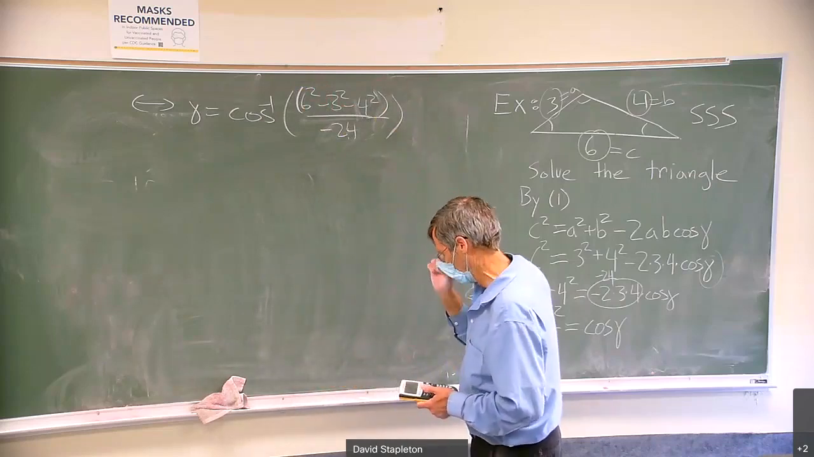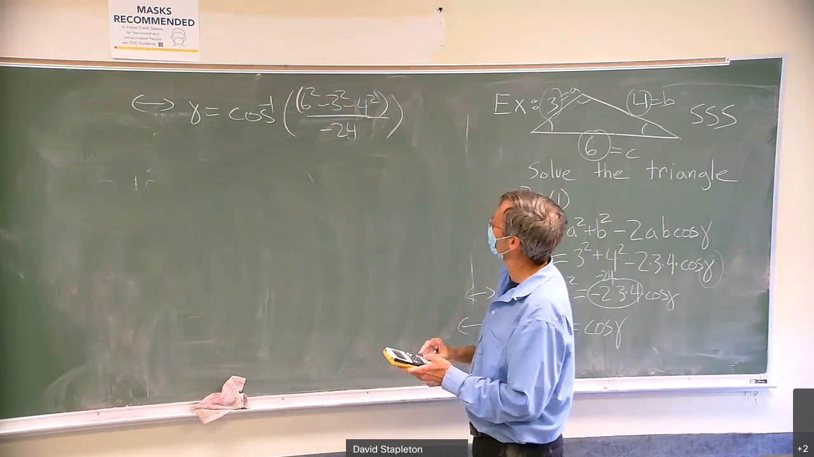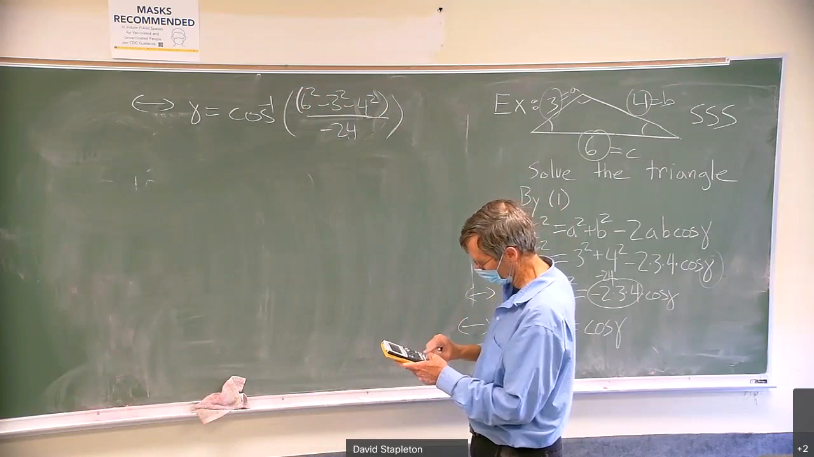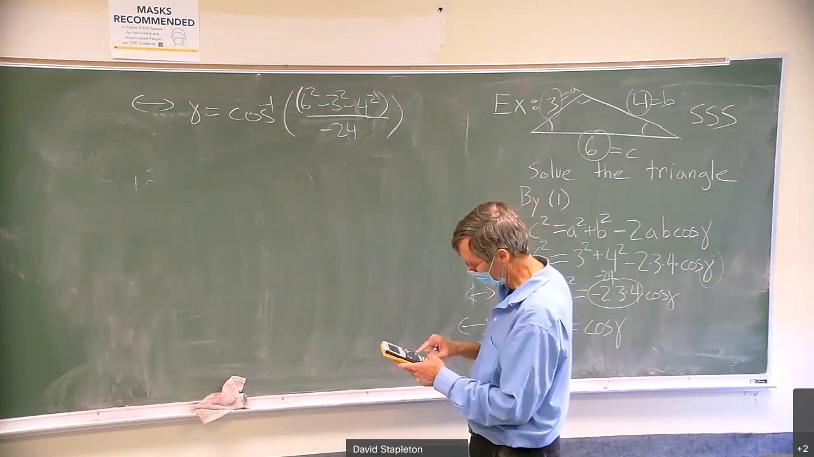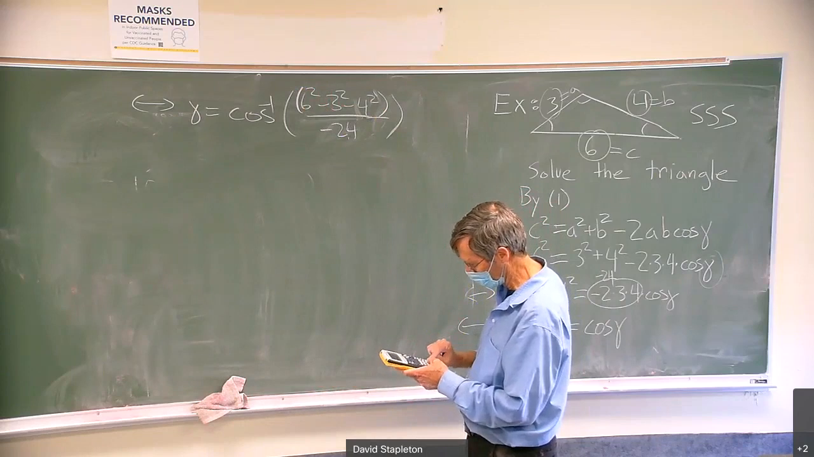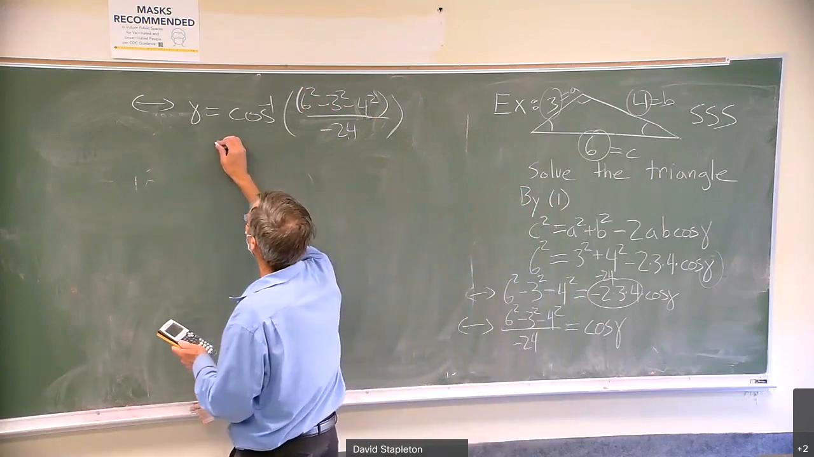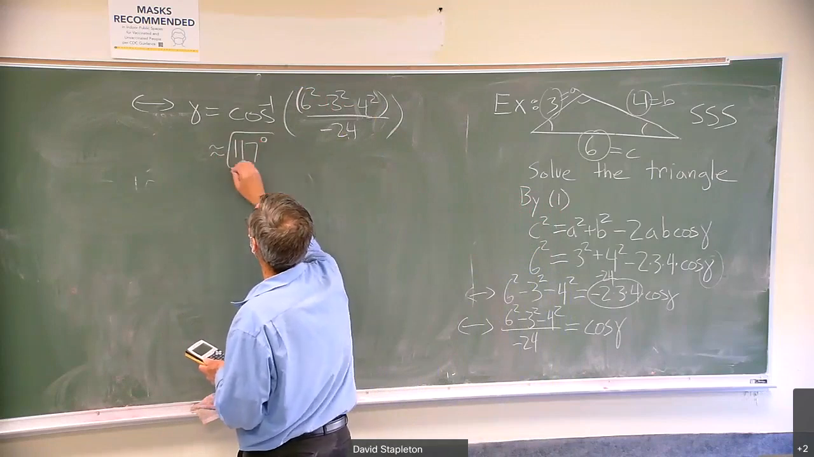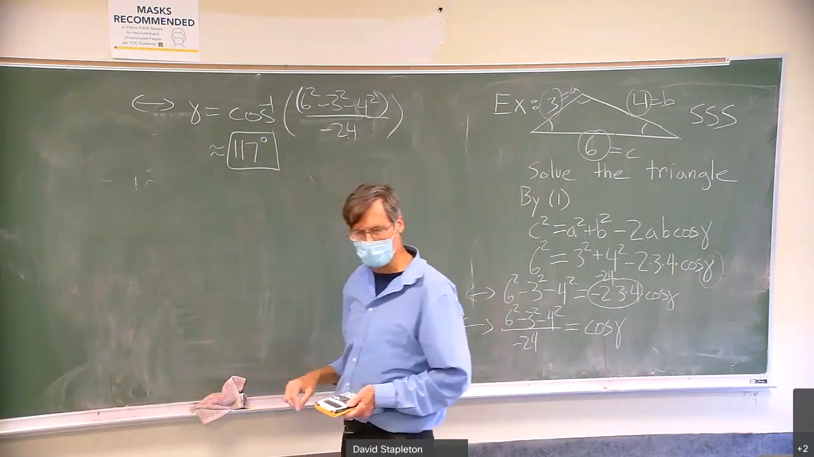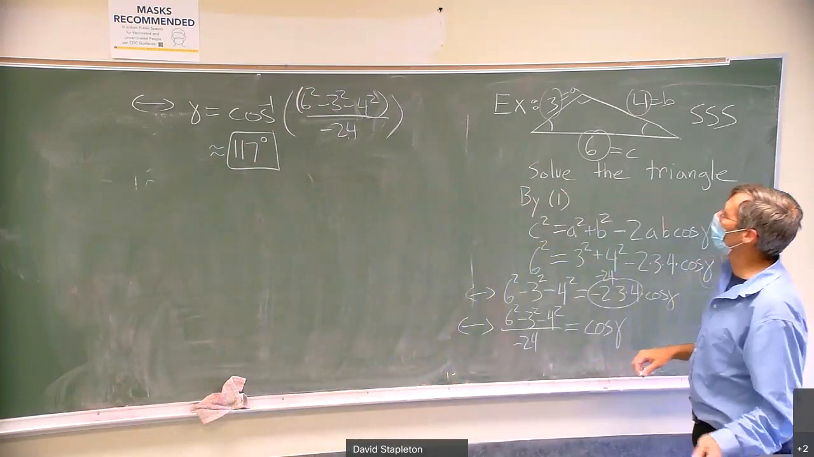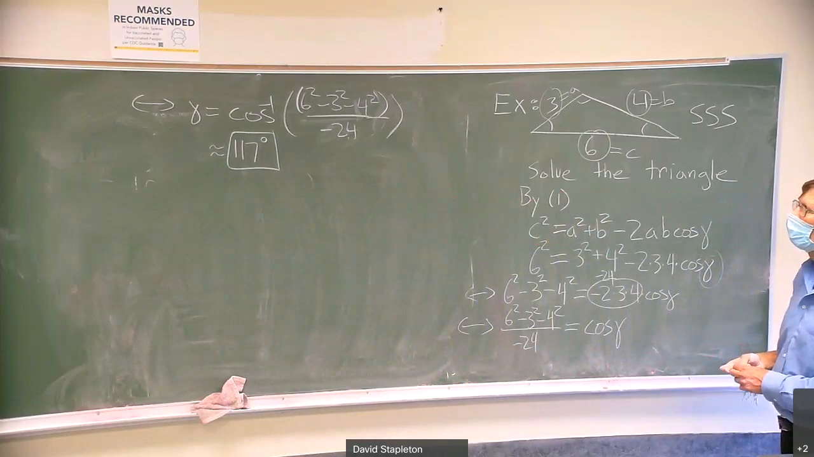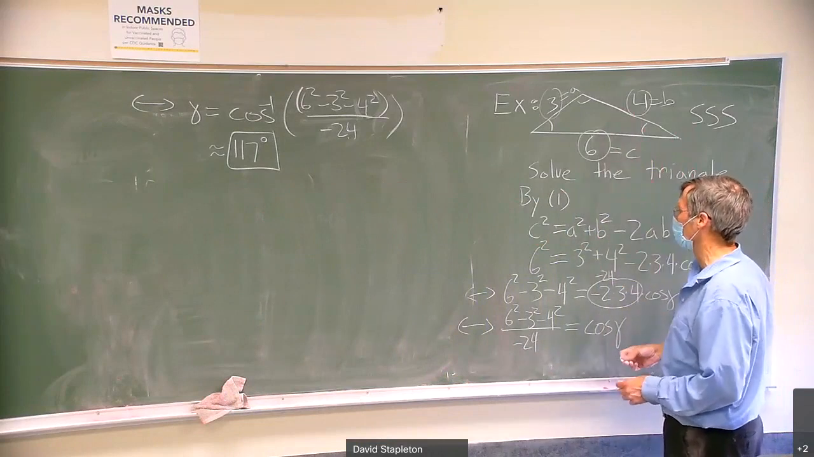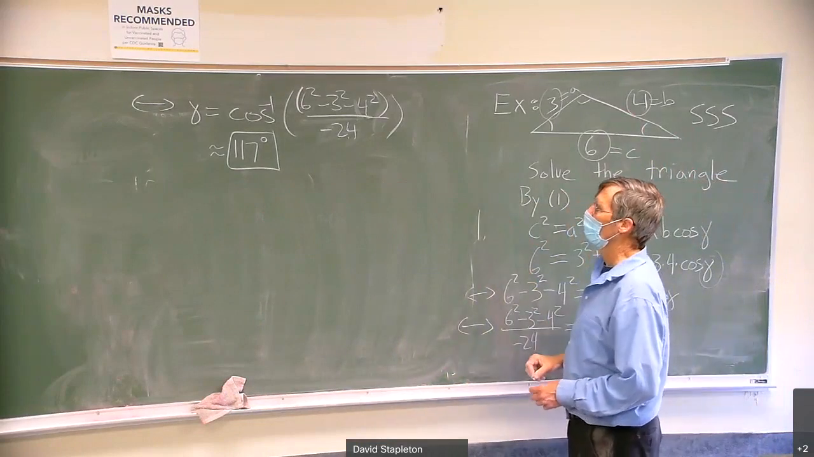But let's do that. I'll put parentheses around those and ask, what is the arc cosine of parenthesis 36 minus 9 minus 16, I know the squares, close parenthesis, divided by negative 24, close parenthesis. And I get approximately, rounded off, 117 degrees. There we go. I got one of the three angles fairly quickly by the law of cosines. So the law of cosines gets you one angle. That's step one. To solve a triangle, I'm given three pieces of information and I have to find three. So I found one: gamma is 117.